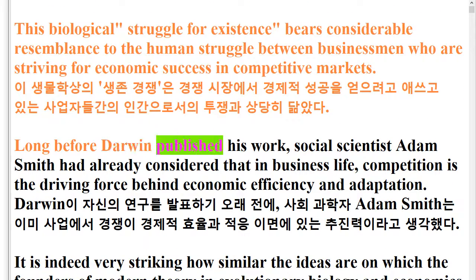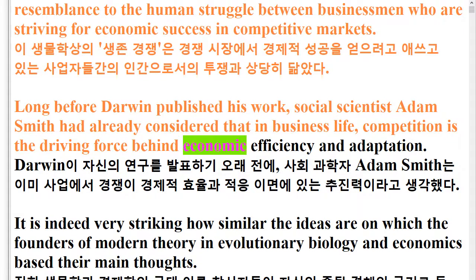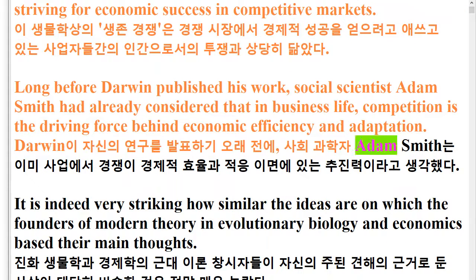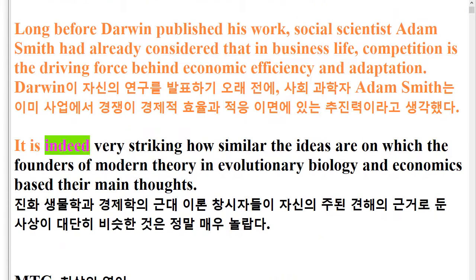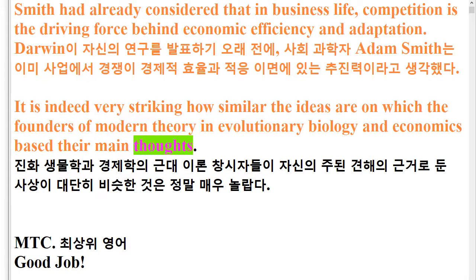Long before Darwin published his work, social scientist Adam Smith had already considered that in business life, competition is the driving force behind economic efficiency and adaptation. It is indeed very striking how similar the ideas are on which the founders of modern theory in evolutionary biology and economics based their main thoughts.